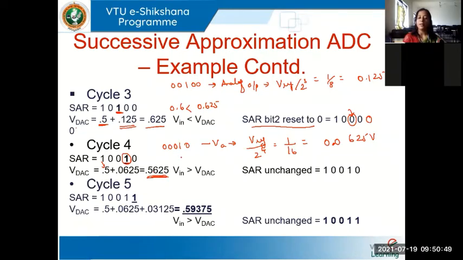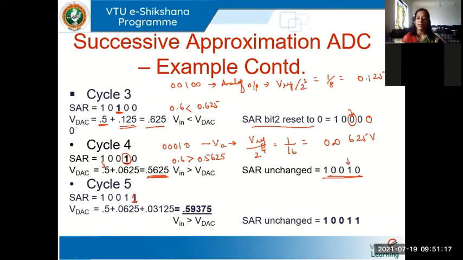Compare the input now in the comparator. You see the input voltage is now greater than the DAC output voltage, which is just 0.5625. So what should you do? You have to keep this bit unchanged. Retain the SAR fourth bit unchanged. Leave it as 1. And now in cycle 5, we'll move on to the least significant bit, bit 5.